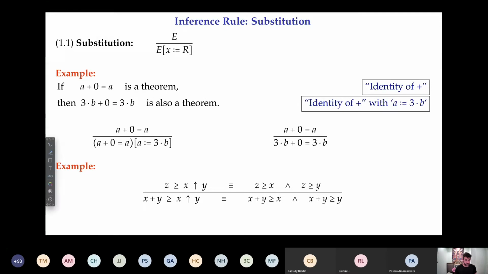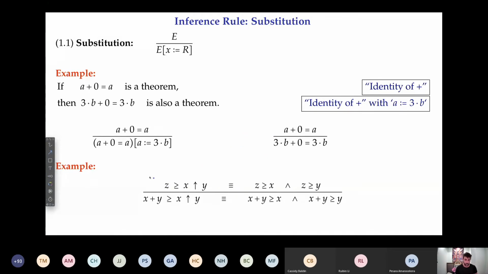So let's just look at a few more examples. So here, A, we just replace it with A plus 0. Sorry, we replaced every A with 3 times B. And so that gives us a new theorem, which is this one right here. All we did was replace every A with 3 times B, and we have a new theorem now. Here's another one down here, and we replace every Z with X plus Y.